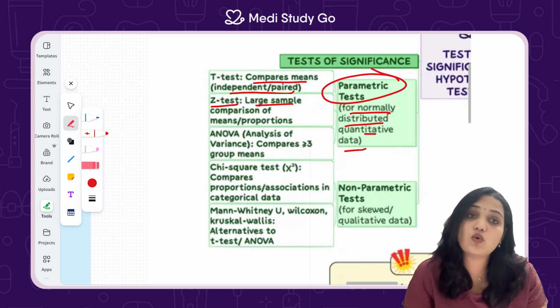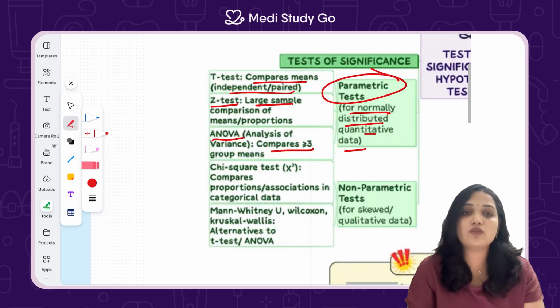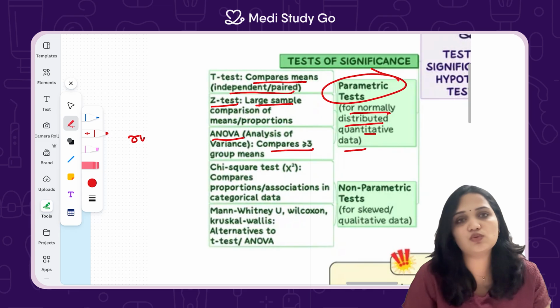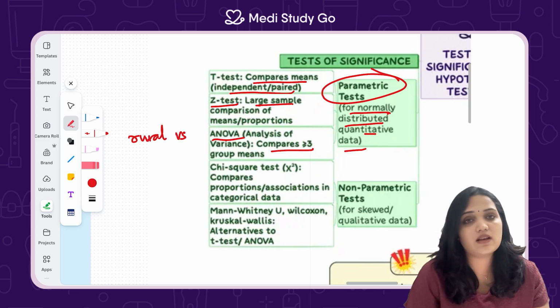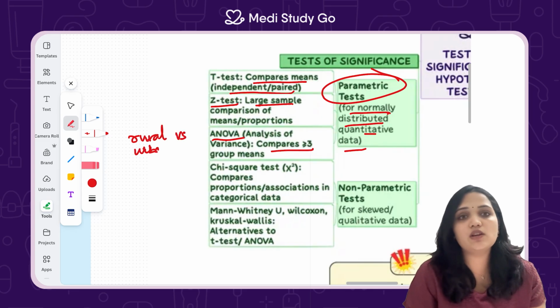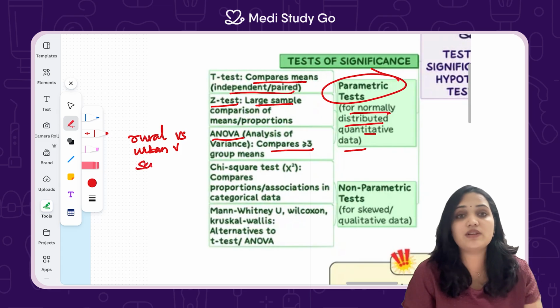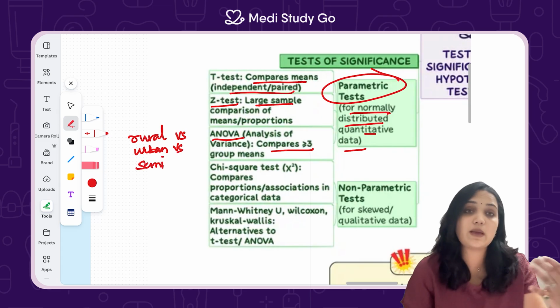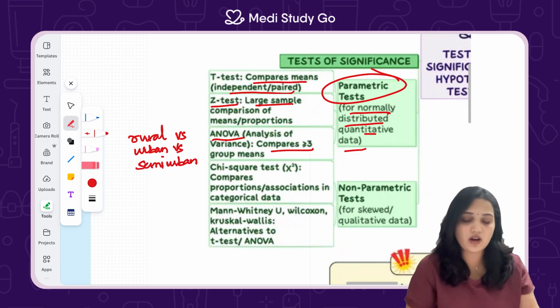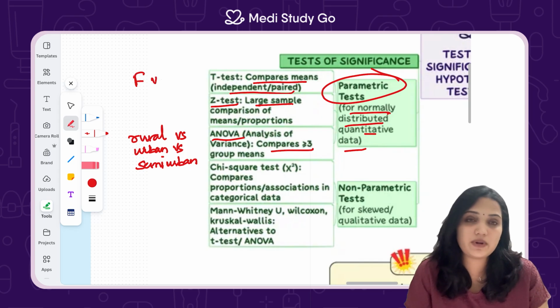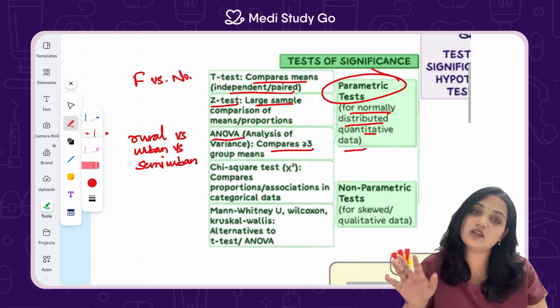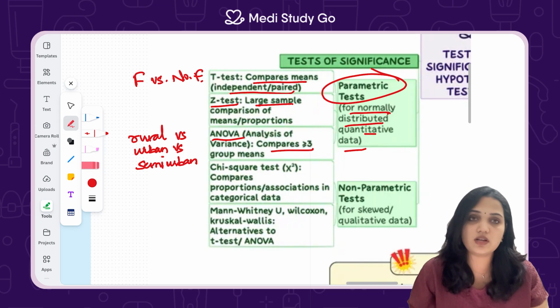Another test is an ANOVA test. Where would you use this? If you want to compare more than two groups. If there is, say, not only rural versus urban, but you want to test rural versus urban versus semi-urban, then you would use ANOVA. These were our parametric tests. That's when our data falls under the normal curve.